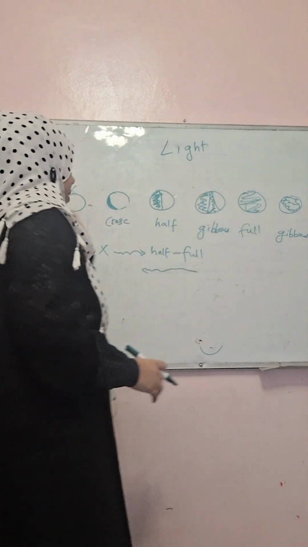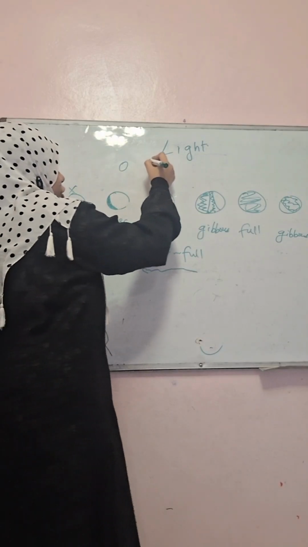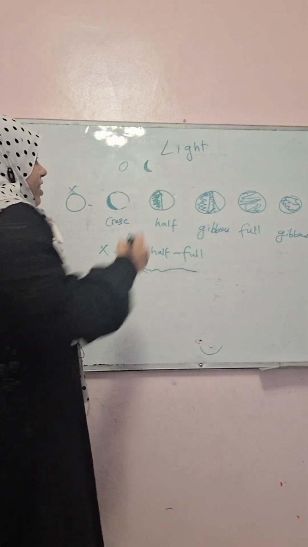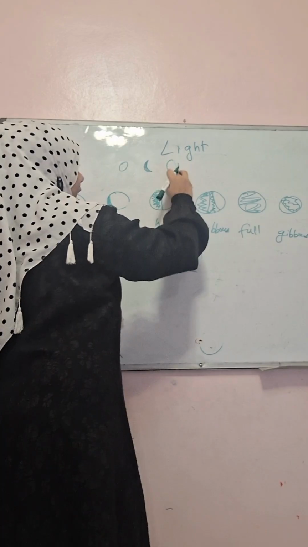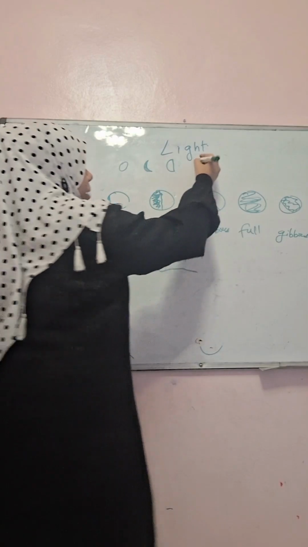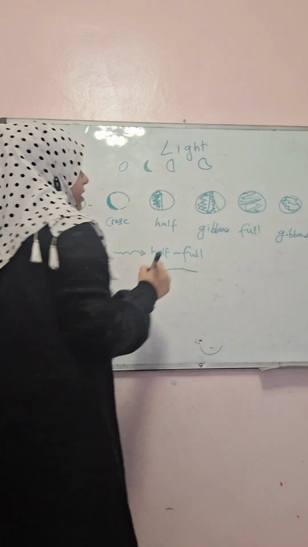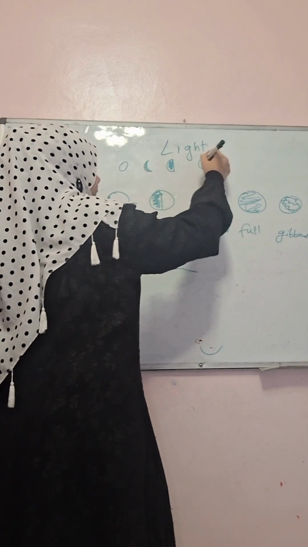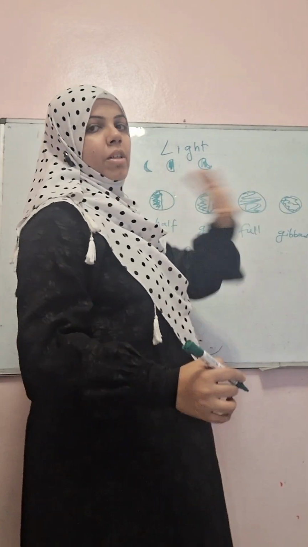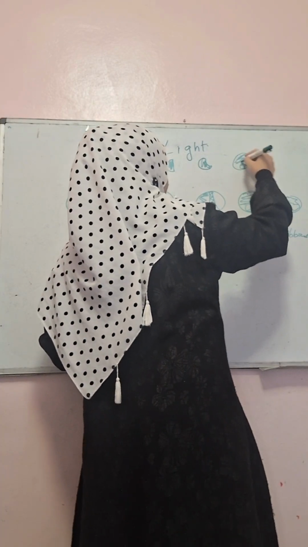Let me revise it one more time. New moon, zero. Crescent, you can see a little. So this is crescent. After this comes half, so I'll just draw half. After half comes gibbous, which means it is more than half. Then because it is more than half, what should come? It should come now full. So you can see the full moon lit.